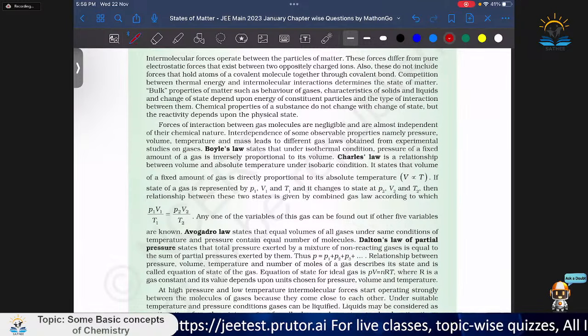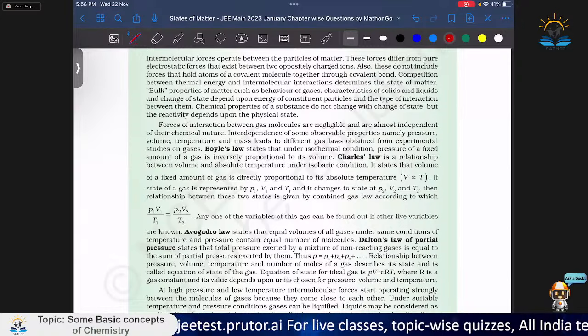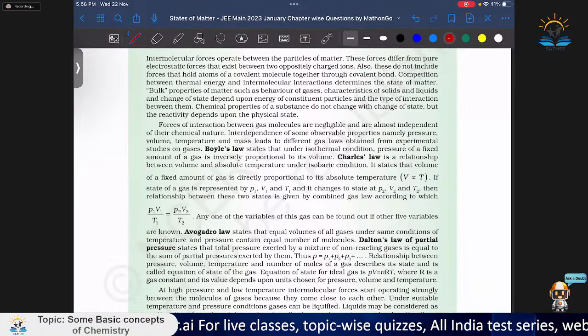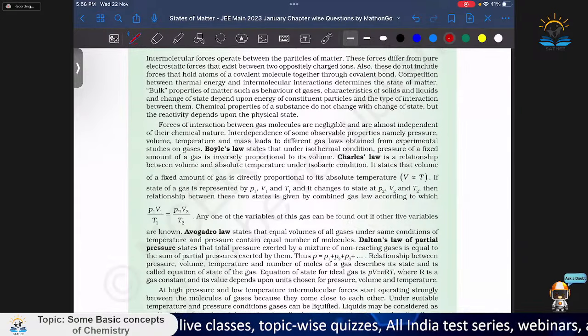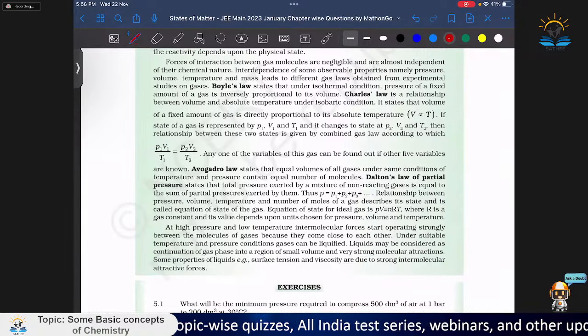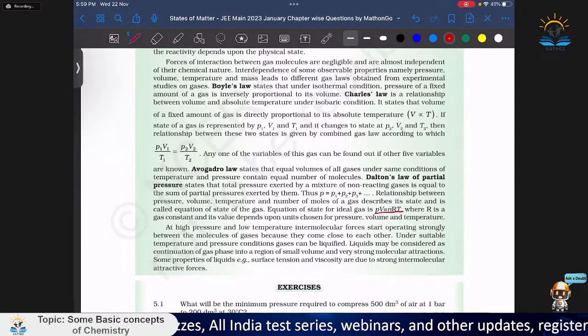And if we also include the moles and the matter of the gas, which is Avogadro's law, we will get the ideal gas equation, which is PV is equal to nRT. R is the universal gas constant, and this is an ideal gas.